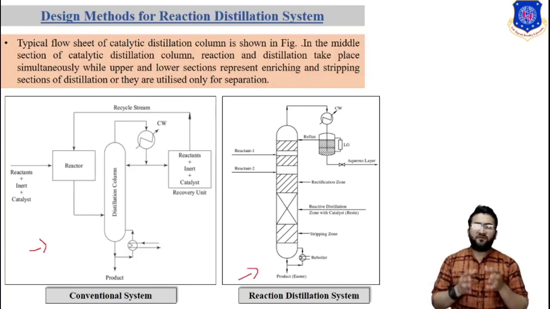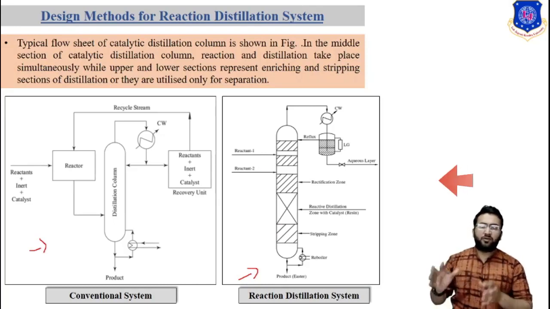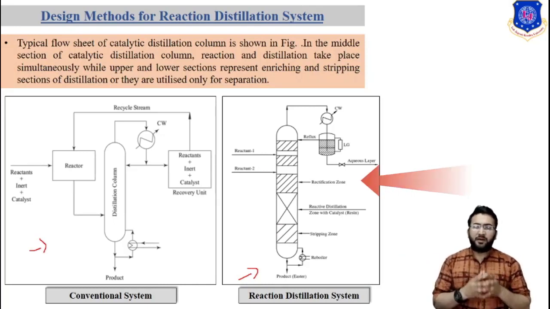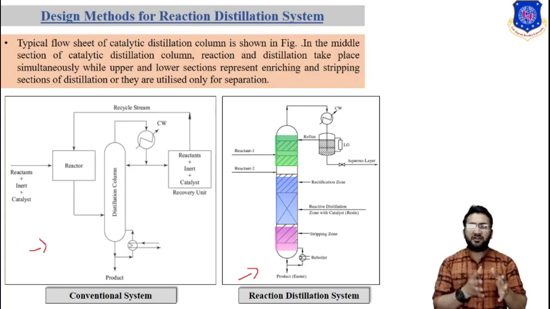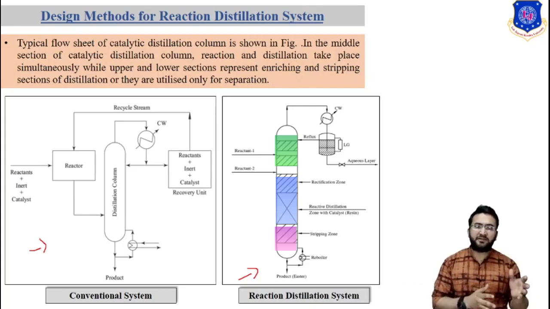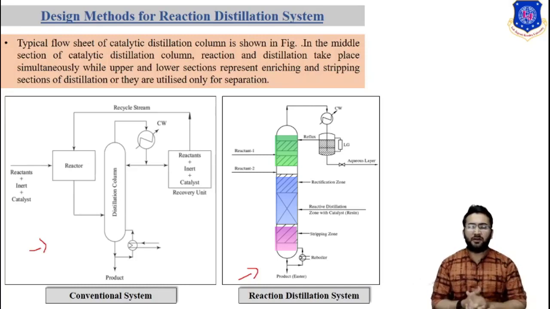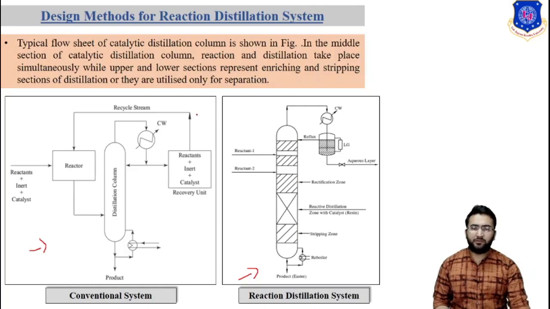Typical process of catalytic distillation. In this figure, in the middle section, the catalytic distillation column, reaction and distillation take place simultaneously, while the upper and lower sections represent the enriching and stripping sections of distillation, utilized only for the separation. So this is the basic concept of reactive distillation.